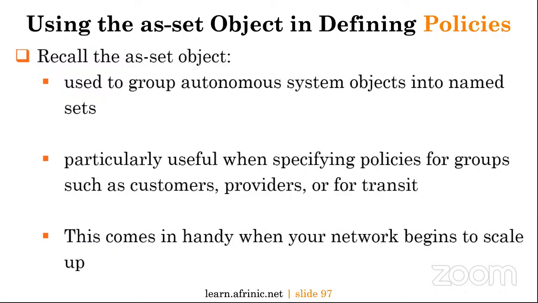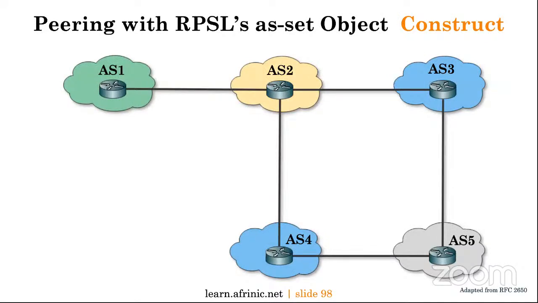As you can see, the AS got fatter in the previous slide. When your network starts scaling, you might need to start adding an import and export statement in your AuthNum object for each individual customer. You don't want to do that. And this is where the route set comes into play.